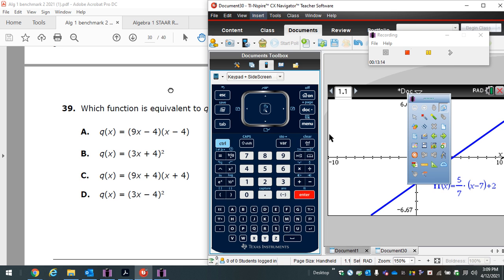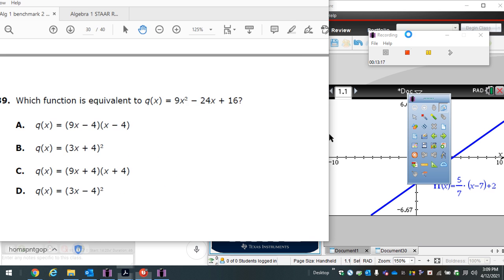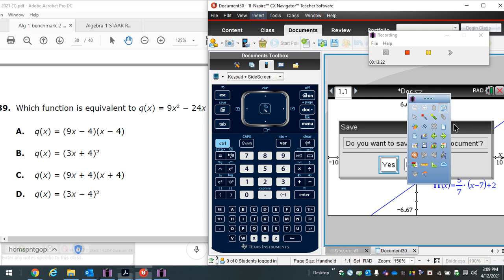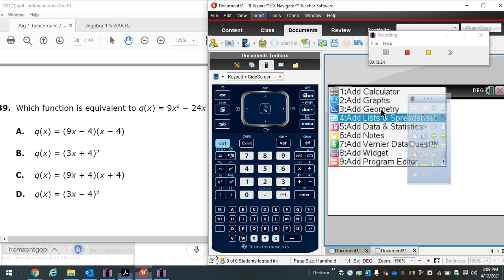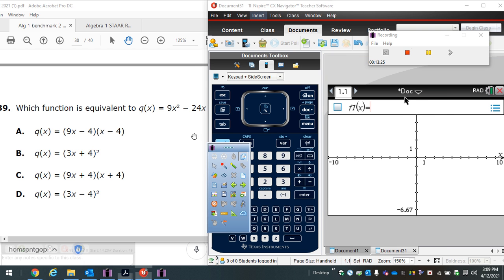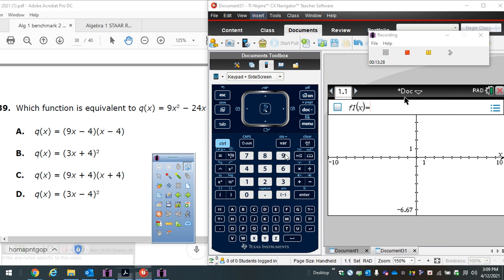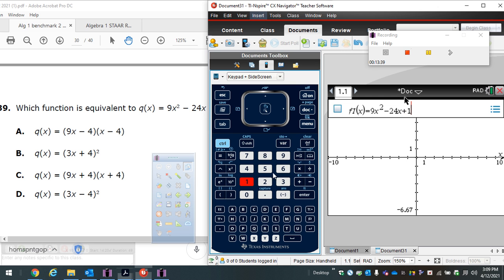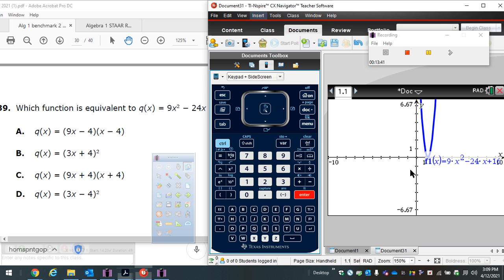So we'll turn it on. I'm going to move this one over. And then turn this on. Document. No, I don't want to save that stuff. Go to graph. I'm going to go 9x squared minus 24x plus 16. Now, that's the one I want. They want to see which one's equivalent to it. So I'm going to go ahead and press tab to add another graph.